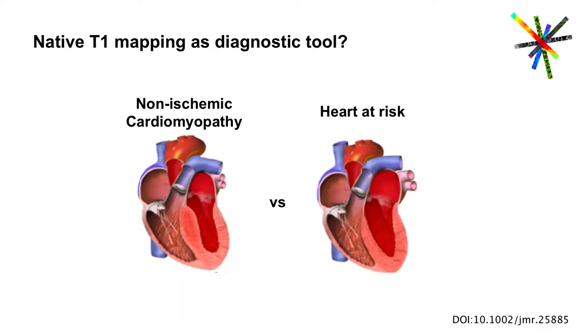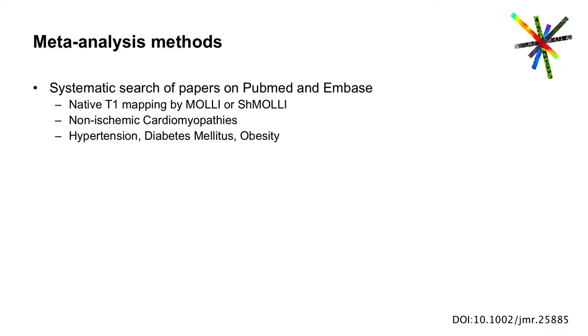This meta-analysis is focused on whether native T1 mapping can help to diagnose those non-ischemic cardiomyopathies, and if it might even help to distinguish the described risk populations from the cardiomyopathies. To do this, we did a systematic search on PubMed and Embase for studies that used the MOLLI or SMOLLI sequence in the described populations, so the non-ischemic cardiomyopathies and the hypertension, diabetes, and obesity populations.